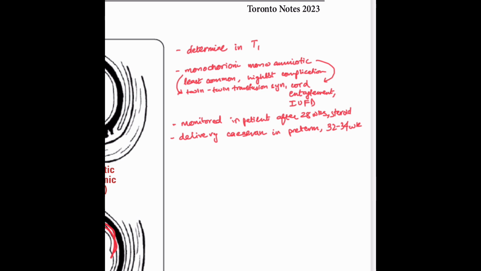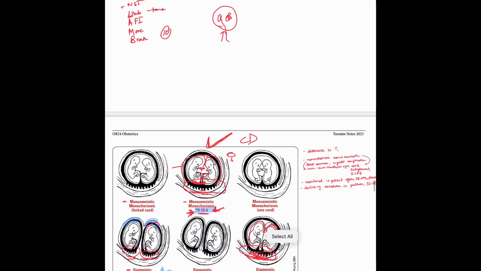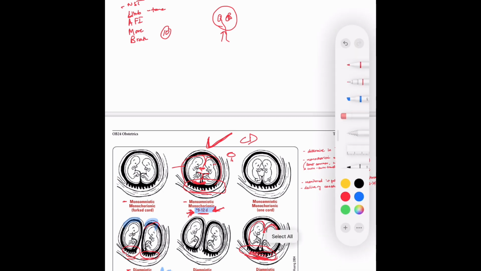Monitored inpatient after 28 weeks, and then you can give steroids, and delivery cesarean in preterm at 32 to 34 weeks. So we don't really wait for them to get to term. If monochorionic monoamniotic twins, we can get them delivered preterm at 32 to 34 weeks, but we monitor them inpatient after 28 weeks. We just get them admitted and we monitor them after 28 weeks, and we try giving them steroids earlier too, right? Because they are prone to so many complications.